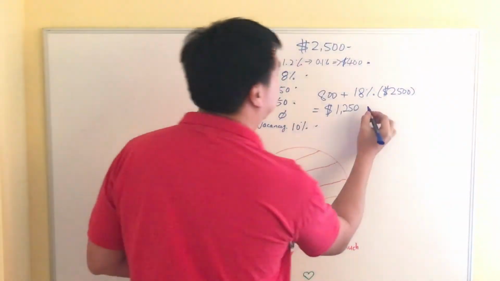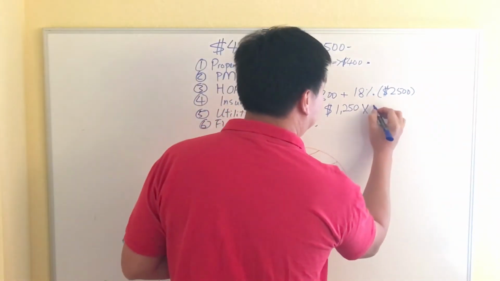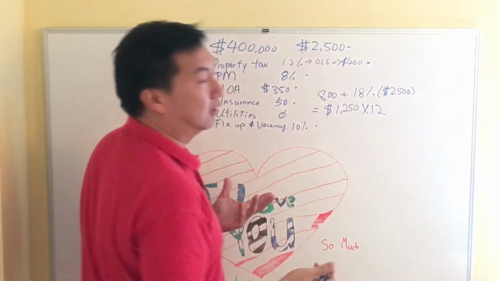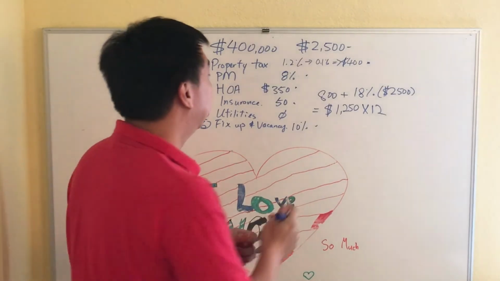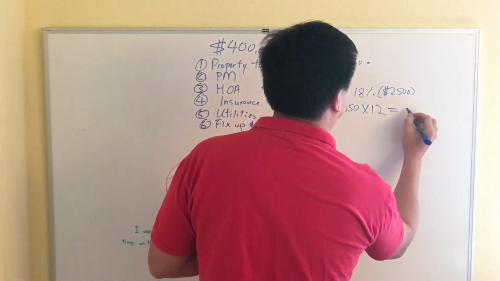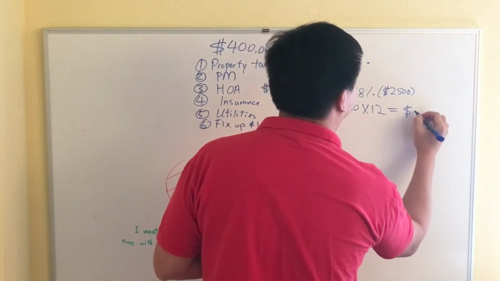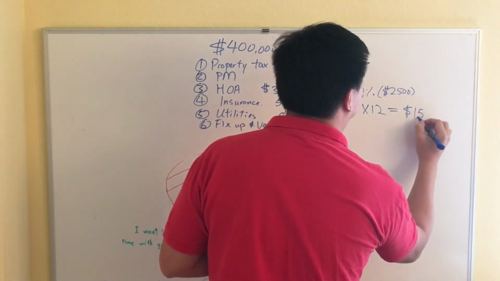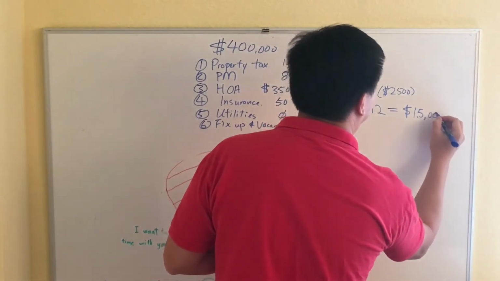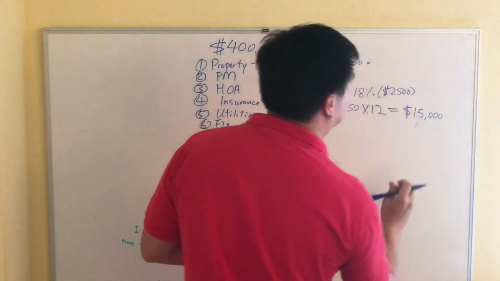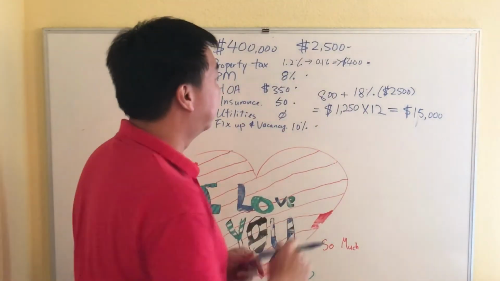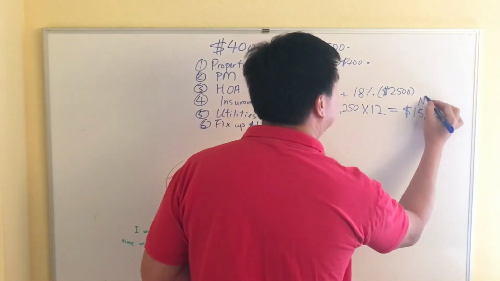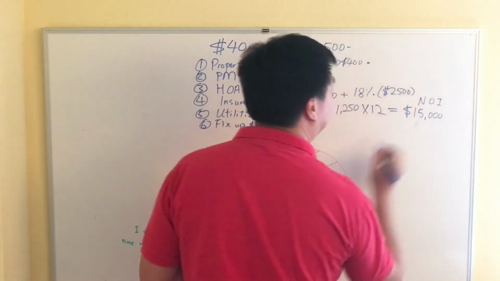That becomes your annual figure if you multiply it by 12, because they usually deal with NOI on an annual basis. So in this hypothetical example, you get $15,000 a year of net operating income.